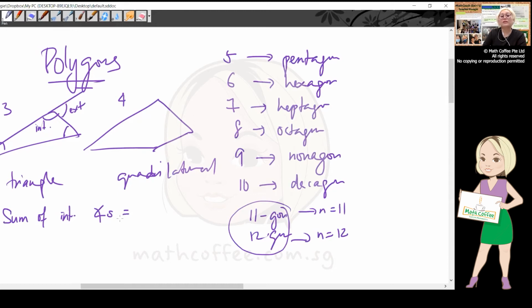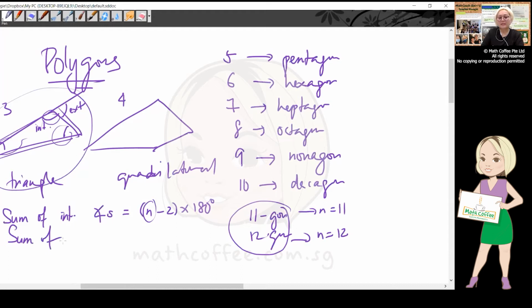So, sum of interior angles, what's the formula? It will be (n minus 2) multiplied by 180 degrees. For information, n is the number of sides, which is also the number of angles. For example, a triangle has 3 sides, so n is 3, and the triangle has 3 angles inside. So n refers to the number of sides and also the number of angles. Next is the sum of exterior angles. There is no formula, just a magic number, which is 360 degrees.